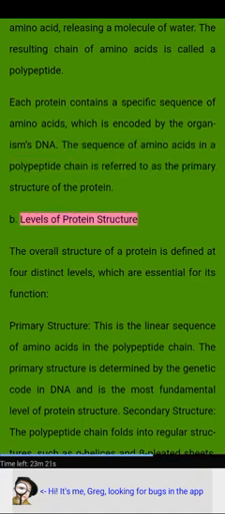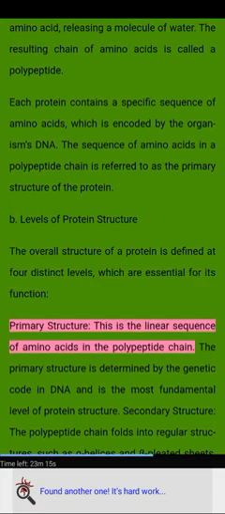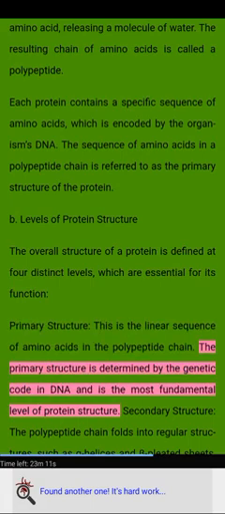B. Levels of protein structure. The overall structure of a protein is defined at 4 distinct levels, which are essential for its function. Primary structure. This is the linear sequence of amino acids in the polypeptide chain. The primary structure is determined by the genetic code and DNA and is the most fundamental level of protein structure.